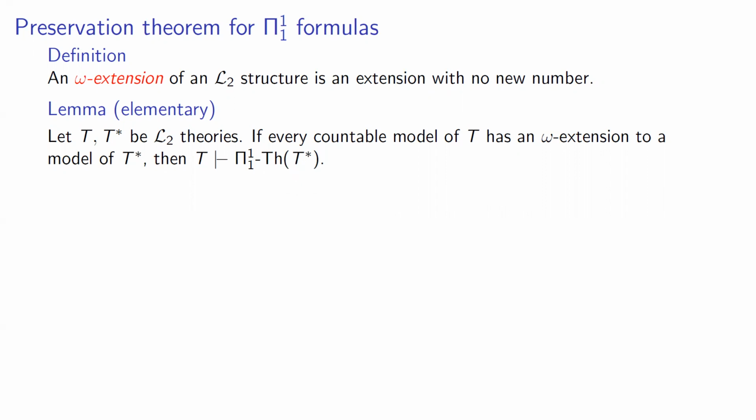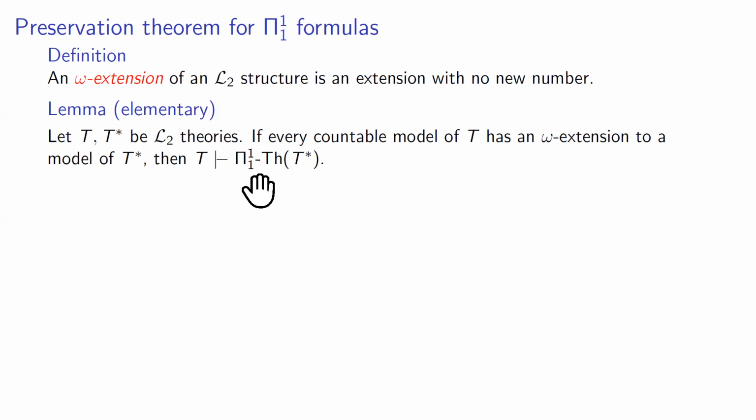So it is just like the preservation theorem for universal formulas in model theory. The proof is elementary, but this is just because in an omega extension, you do not change the numbers, so the arithmetical part doesn't change, so you get pi-1 instead of just universal consequences. The converse is in general not true as written, but there is a partial converse.